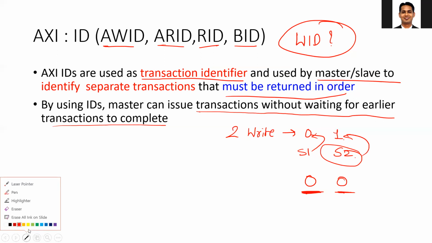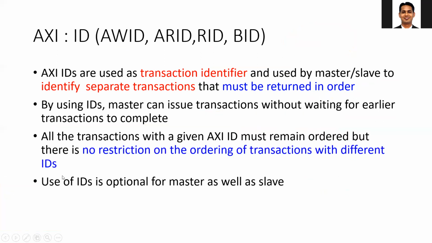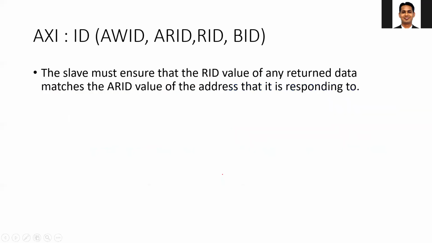Okay, so what is the requirement? All the transactions with a given ID must remain in order, but there is no restriction on the ordering of transactions with different IDs. So the use of ID is optional for the AXI protocol, but when they are used, it should be clearly mentioned.